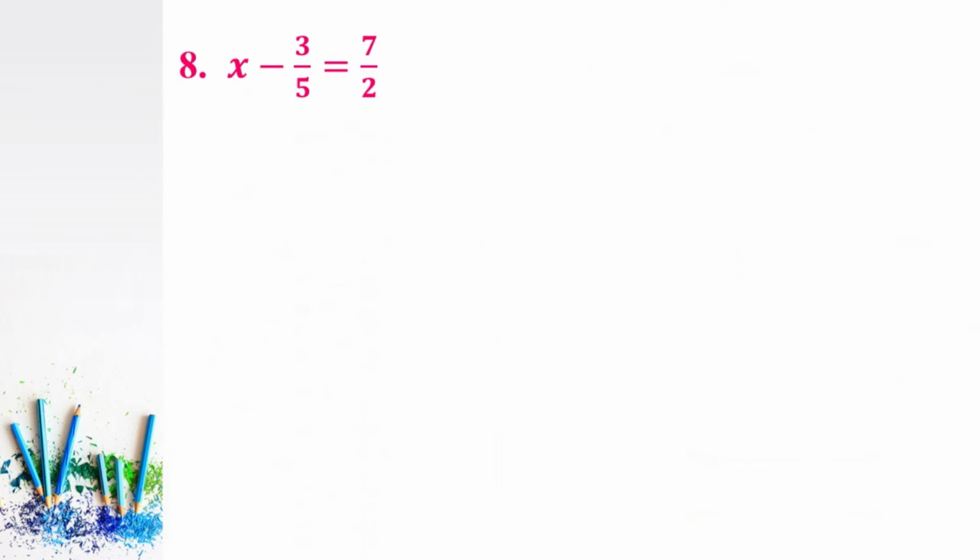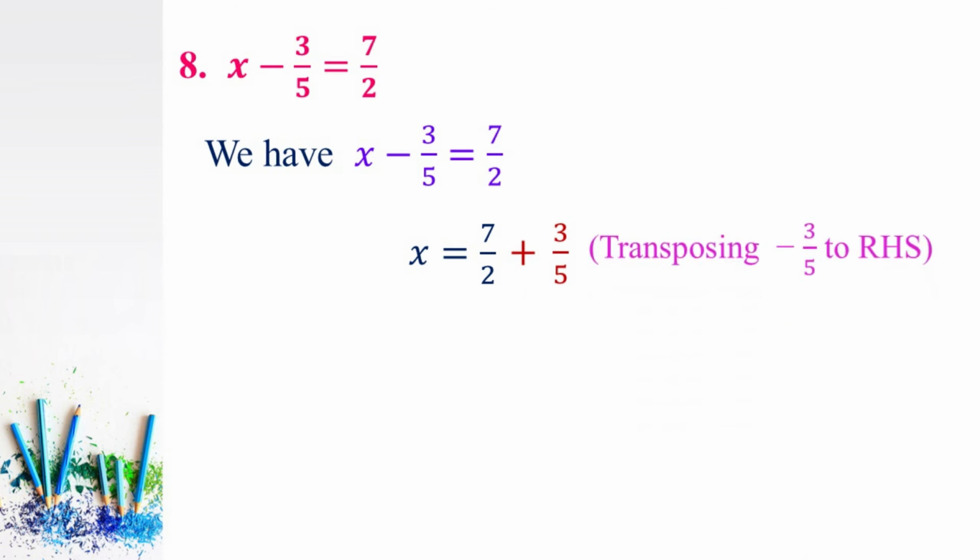Let us move to next question. x minus 3 by 5 equal 7 by 2. Now we have to write x on left hand side equal 7 by 2. Transposing minus 3 by 5 from LHS to RHS. So we can change the symbol. Minus 3 by 5 will get a plus 3 by 5.